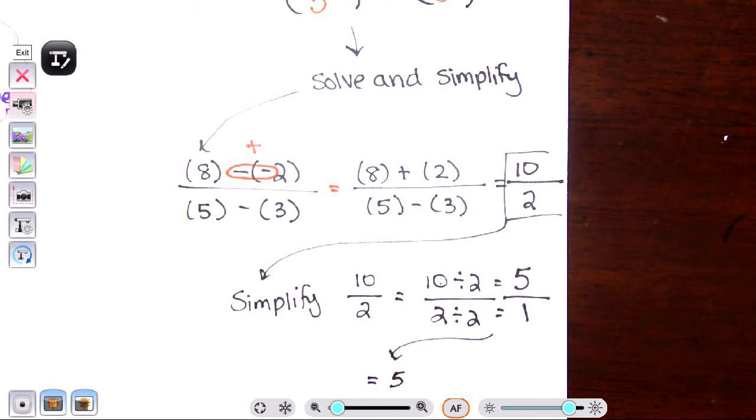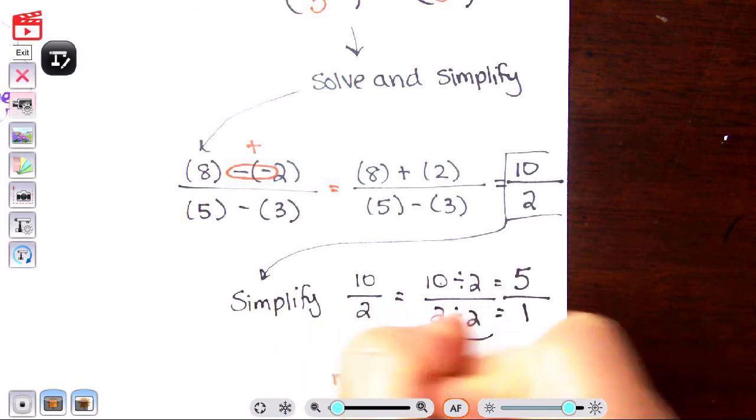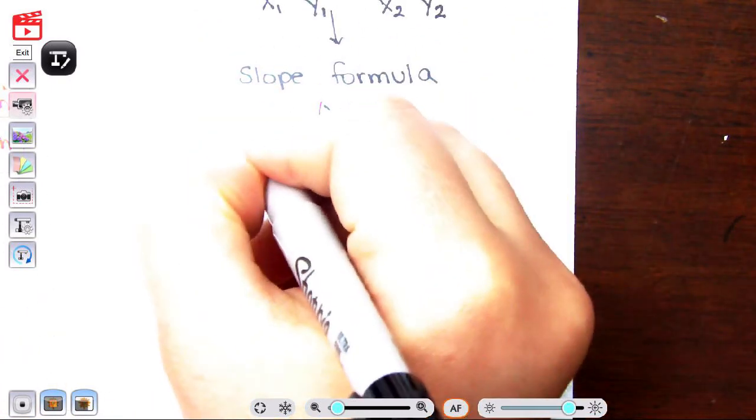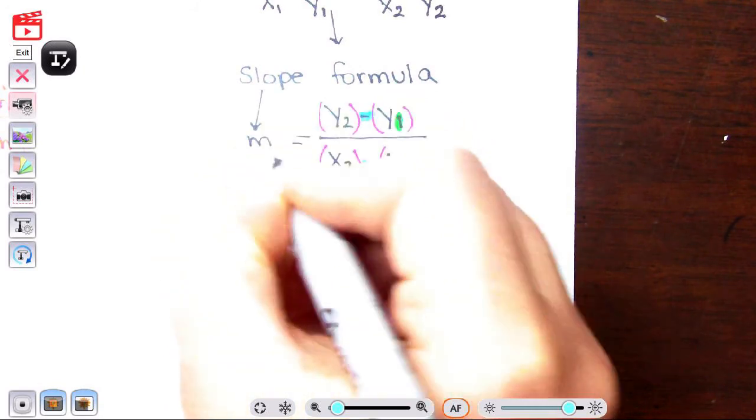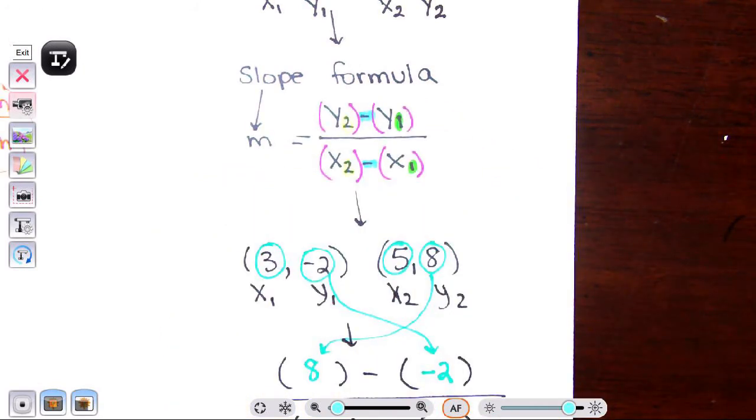Now, slope, you guys, is little m. Little m, so let's write that down on our formula. Little m means slope. Little m means slope. Don't do capital M. Big M means something else. We want a little m.